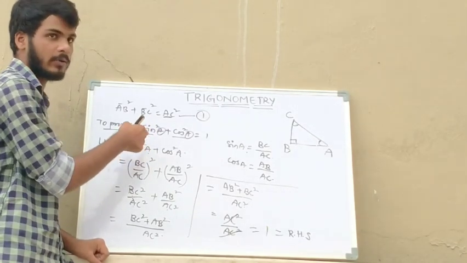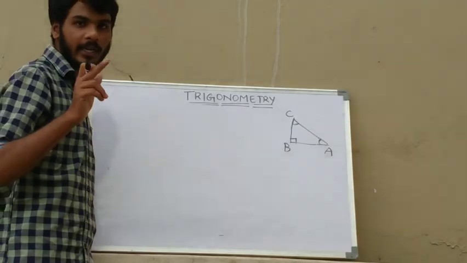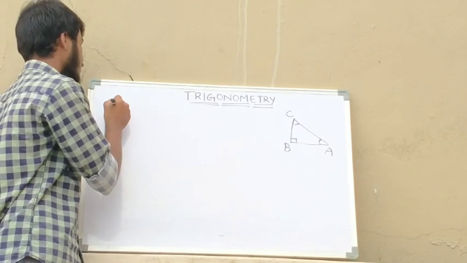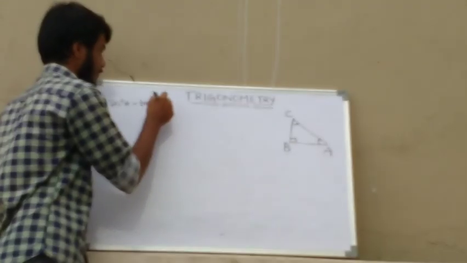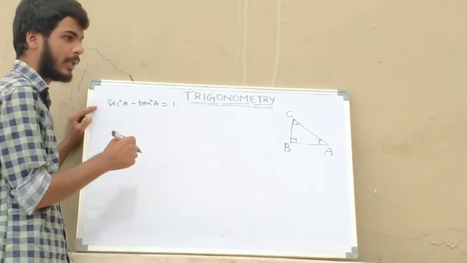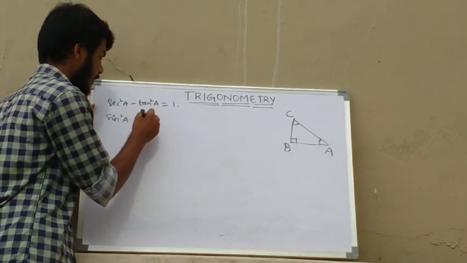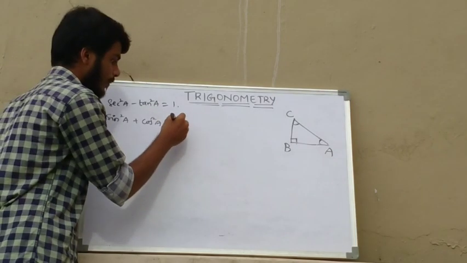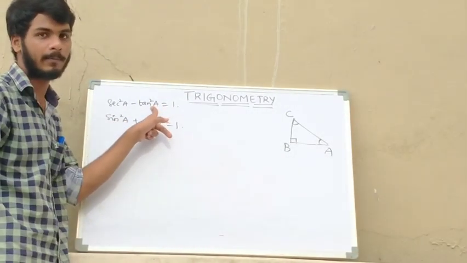Secant square A minus tan square A equal to 1. We need to divide by cos. Next, the derivation of secant square A minus tan square A equal to 1. So we need to use the previous identity, that is sin square A plus cos square A equal to 1. We already proved this. From this we need to get this identity.